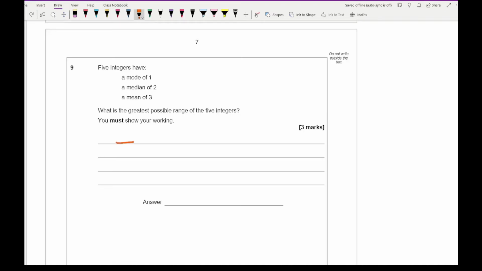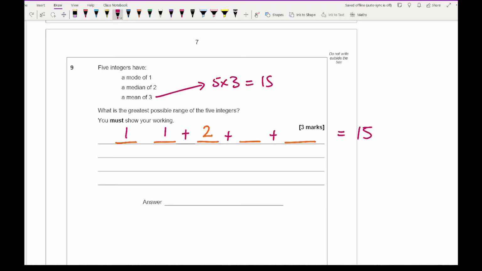So let's first of all mark our 5 numbers. Now the median of 2, so that means that that's got to be a 2 there, because we've got 5 numbers. The mode of 1 means we've got to have 2 1s, and looking at the mean, 5 times 3 equals 15, so all of those numbers have got to add up to give us 15. So looking at this, we know that these numbers here add up to 4, which means that these two numbers need to add up to equal 11.